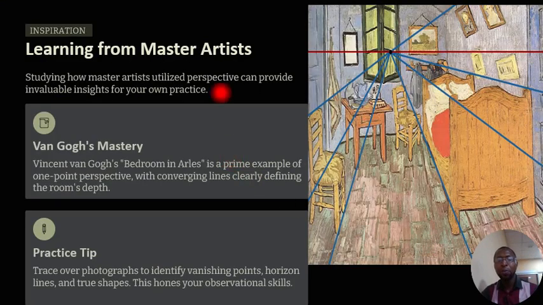Now let's learn from some professionals, some experts that have done this 1-point perspective drawing, and that person is known as Van Gogh. Vincent Van Gogh actually did his own 1-point perspective drawing using a bedroom in Alps. You could see in his drawing that the receding lines gave us the illusion of the distance or the depth of the room.